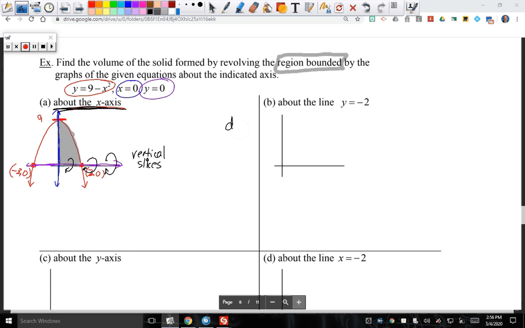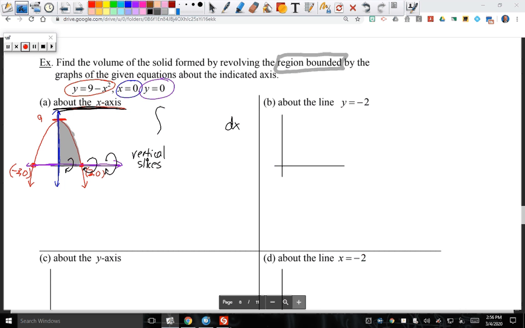dx. And if it's rotating about the x-axis, does that automatically mean vertical slices, and about the y-axis horizontal slices? Yes. Any rotation about a vertical axis is automatically dy. Any rotation about a horizontal axis is automatically dx. You couldn't do it the other way around. Okay? Alright, so here we go.